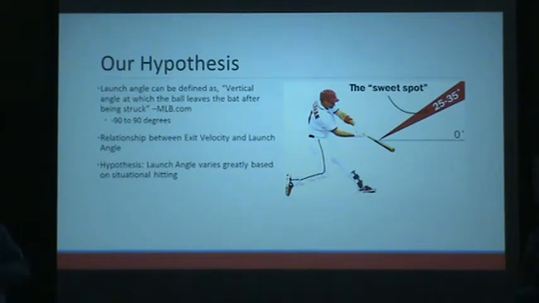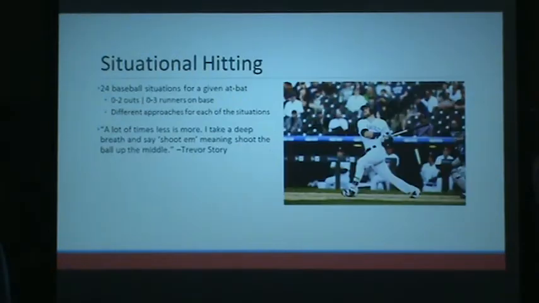What we found, looking through different things and just in general while thinking about it, is that while exit velocity has a ton to do with whether the ball in play is a hit at all, it doesn't have a huge impact on launch angle. They work together, but it doesn't determine launch angle. So our hypothesis to go about finding the optimal was to look at situational hitting.